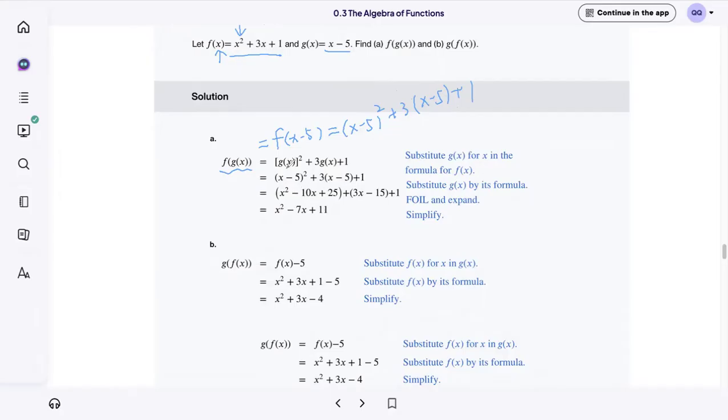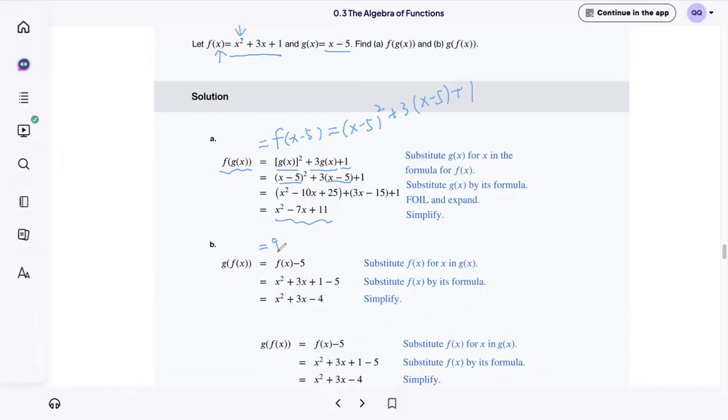Because the input is not x, but is g of x. So square the input, plus 3 multiplied by the input, plus 1. So the input g is x minus 5. Then do some calculation, and in the end simplify to get a quadratic function. Now g of f of x is the same thing. Let's write one more step.